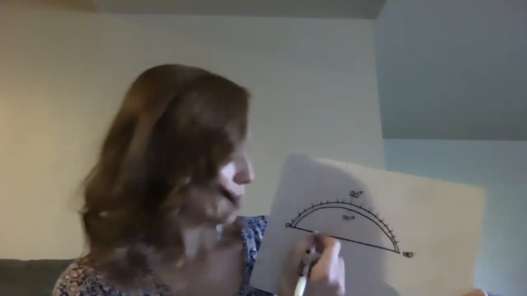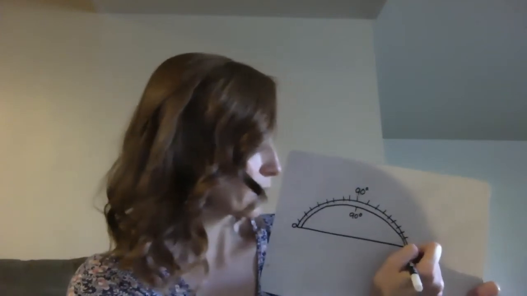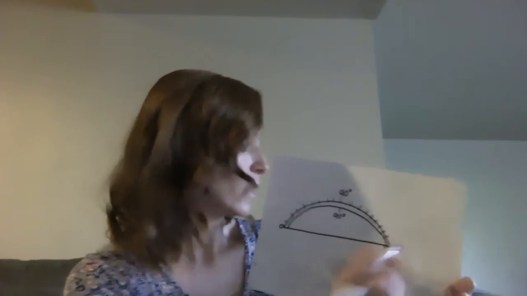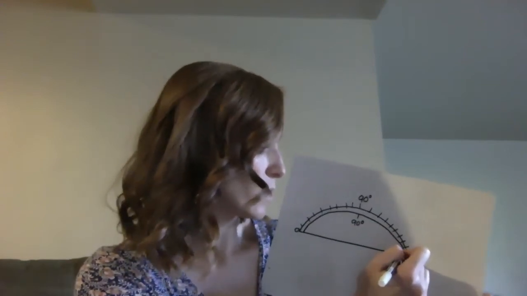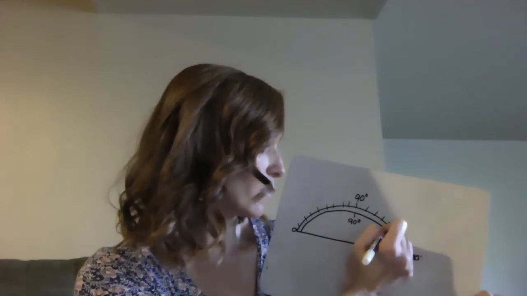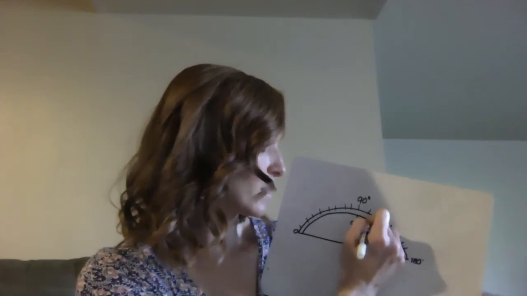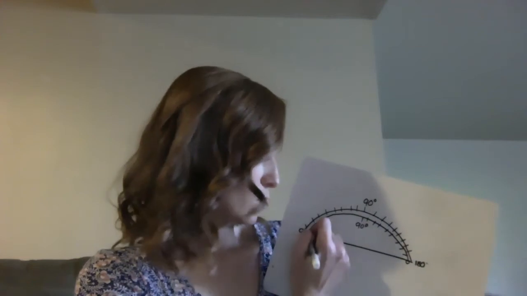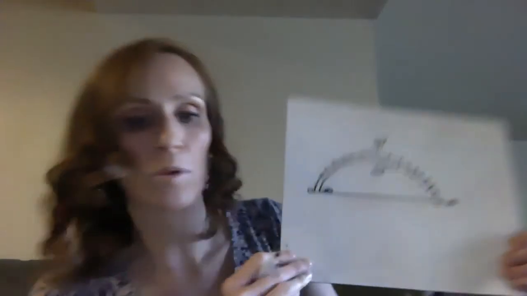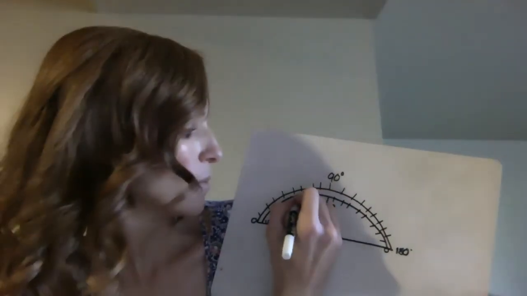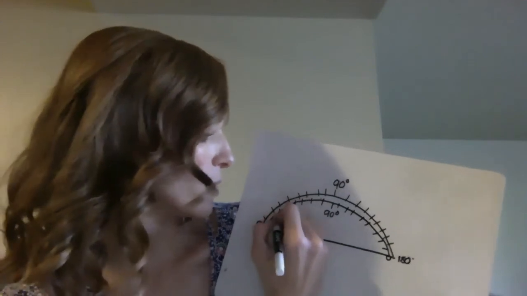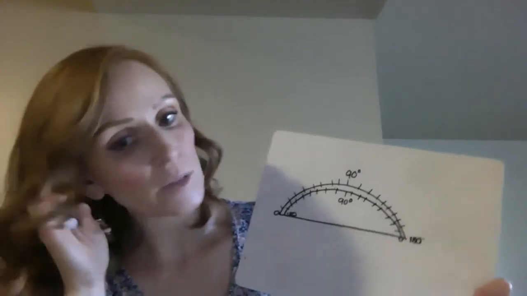These are all the measurements. Now, the bottom line starts with 0 on the other side. And we count this way from 0 to 90. So 0, 10, 20, 30, 40, 50, 60, 70, 80, 90 to 180. So you will see both of these measurements on here, and these actually do line up. And here's why we have them in both directions.